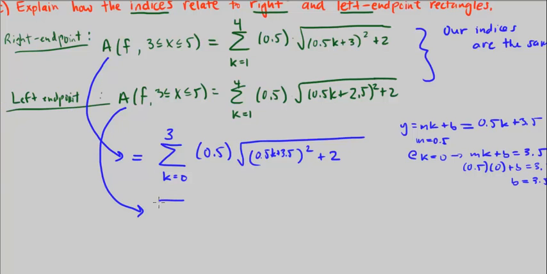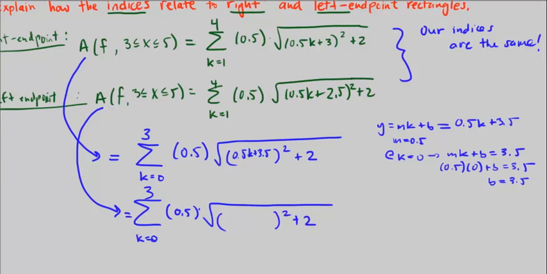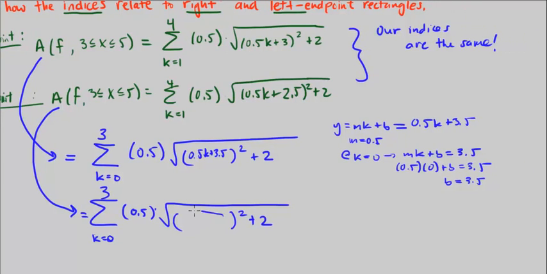rectangles? What if I started from k is equal to 0 and go to 3, 0.5 times something squared plus 2? Using left endpoint, what is going to be my new term here? Let's go ahead and figure that out. I have y equals mk plus b. M I know is 0.5. We're adding 0.5. At k is equal to 0, mk plus b is equal to what?